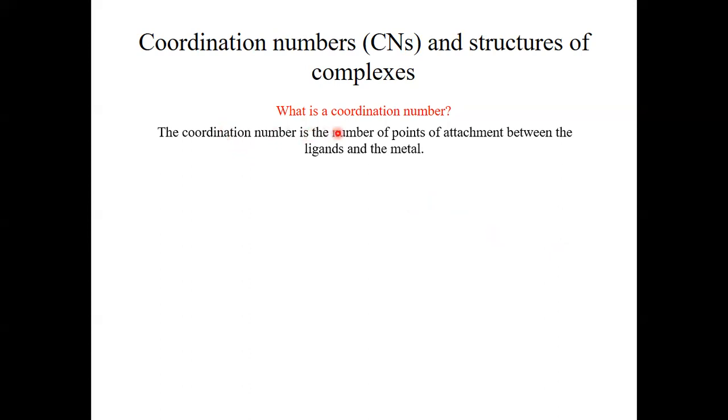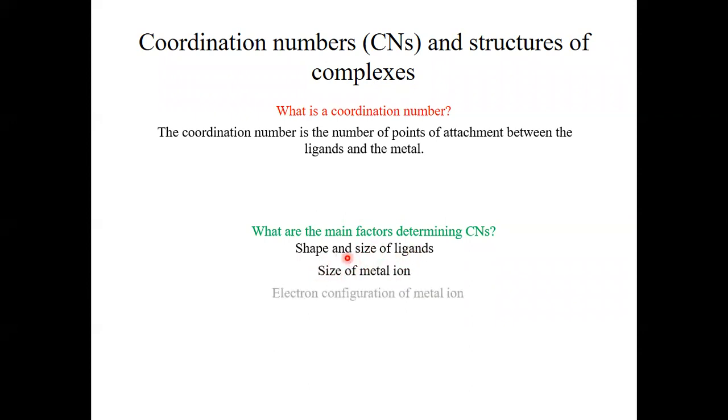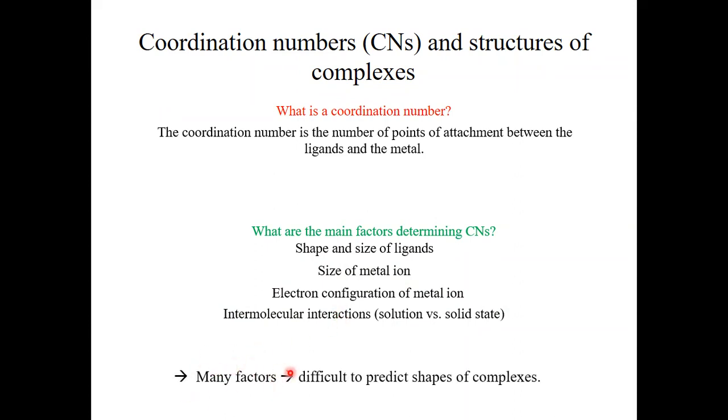The coordination number is the number of points of attachment between the ligands and the metal. And the main factors that are determining the coordination number are the shape and the size of the ligands, the size of the metal ion, the electron configuration of the metal ion. And when we are in solid state, then there can even be intermolecular interactions that influence the coordination number. So overall, you see that there are many factors, and therefore it's difficult to predict the coordination numbers and finally the shapes of the complexes, but there are a number of rules that can make predictions with fair accuracy.